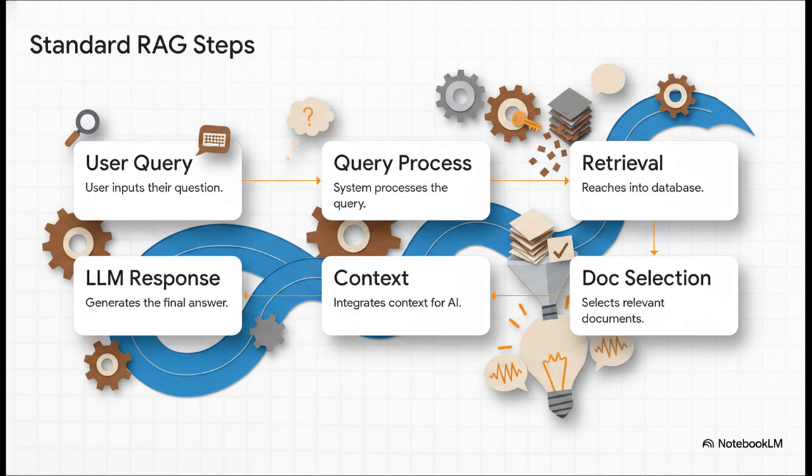Let's trace how this pipeline builds out step by step. As you'll see, it's a very linear, super clean journey. Step 1, the user types in their query. Step 2, the system processes that query. Step 3, it reaches right into the database for retrieval. Step 4, it selects the most relevant documents. Step 5, it takes those documents and integrates them as context for the AI. And finally, Step 6, the LLM generates its response. Boom. It's a straight line from question to answer.